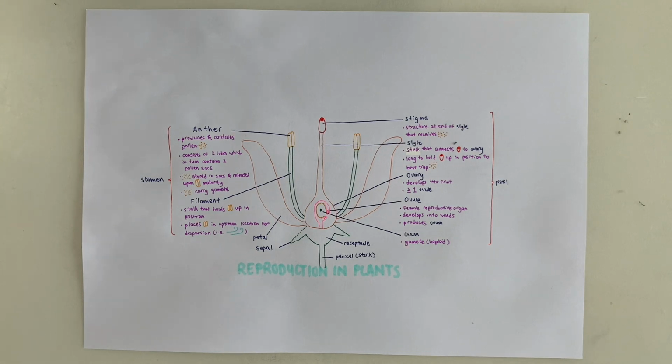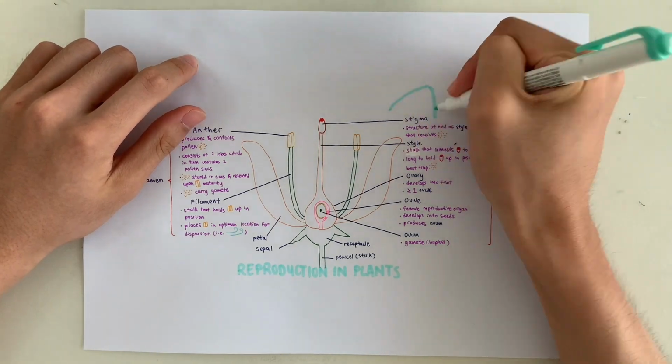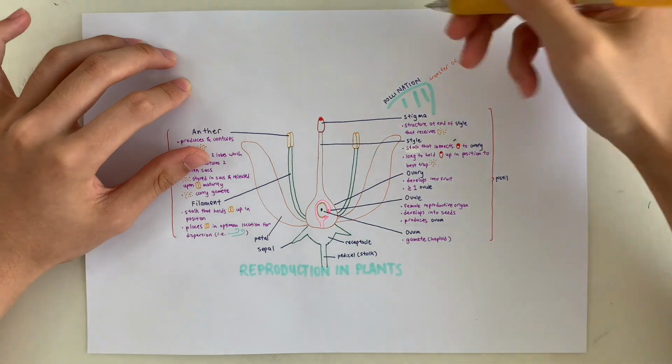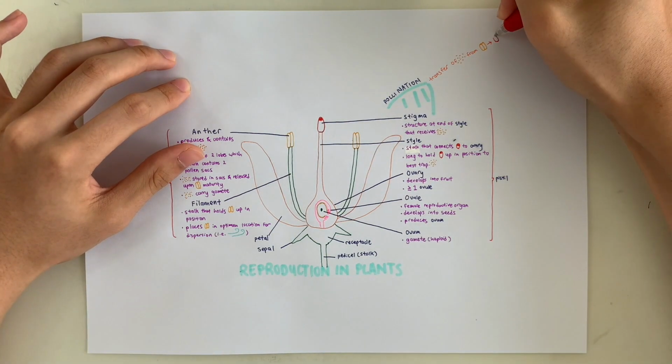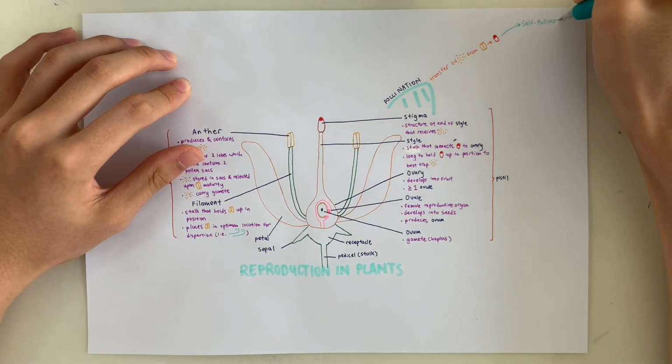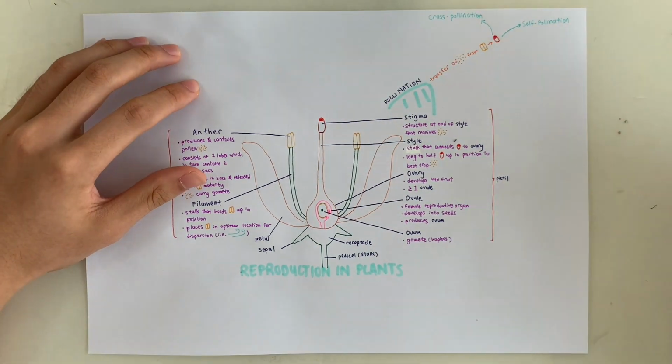For a flower to turn into a fruit, two processes must first happen. The first is pollination, which is basically what we have covered so far. Pollination is defined as the transfer of pollen grains from an anther to a stigma. There are two types of pollination: self-pollination and cross-pollination.